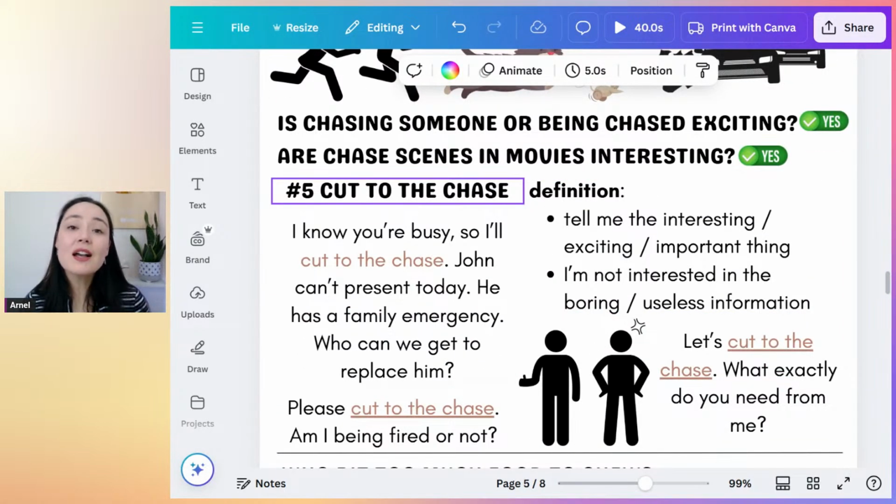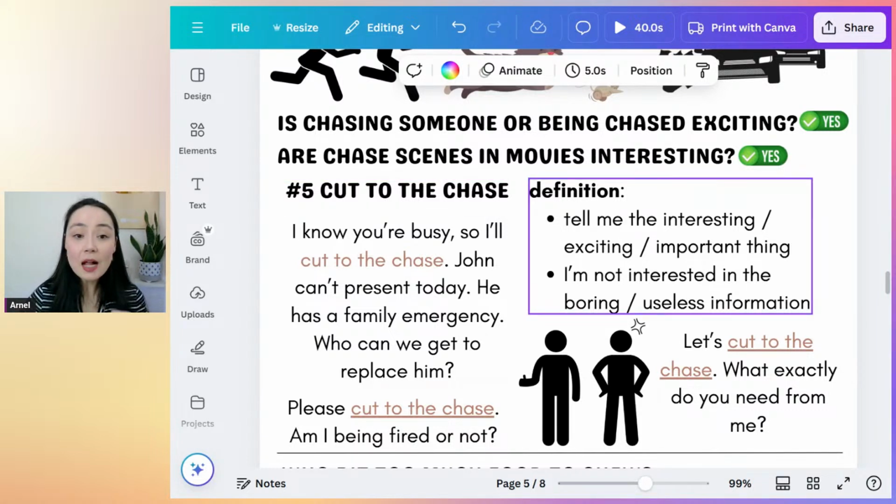5. Cut to the chase. Come on, cut to the chase. Definition: tell me the interesting, exciting, or important thing. I'm not interested in the boring, useless information. So remember, chase scenes are exciting. You want the exciting information. You want the important information.